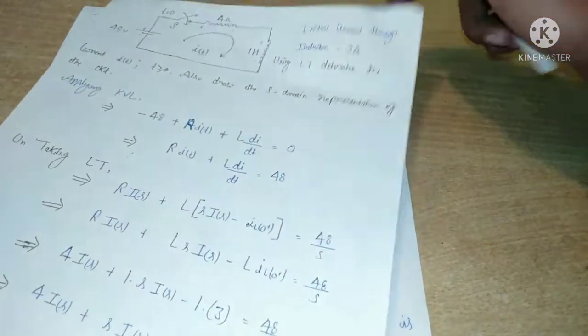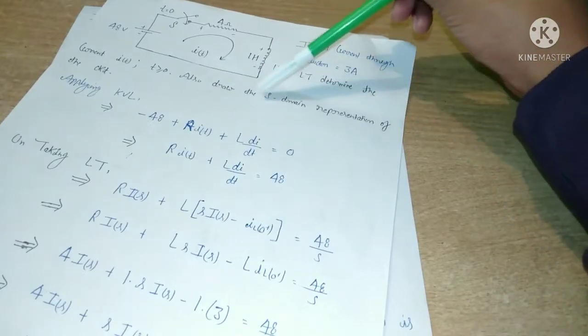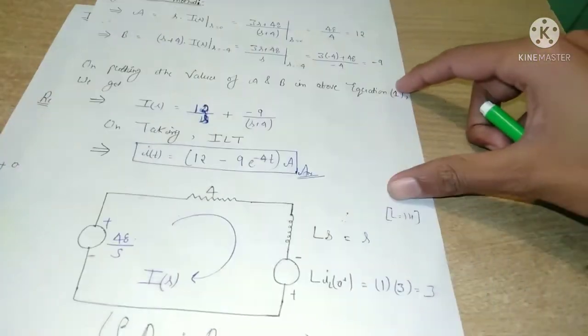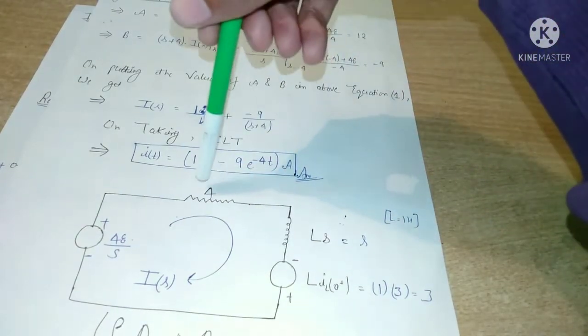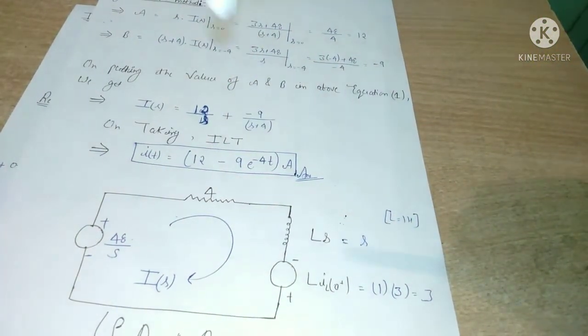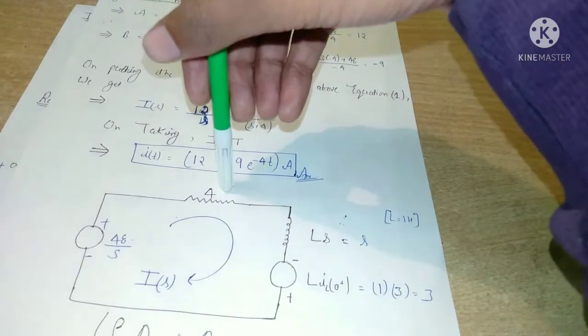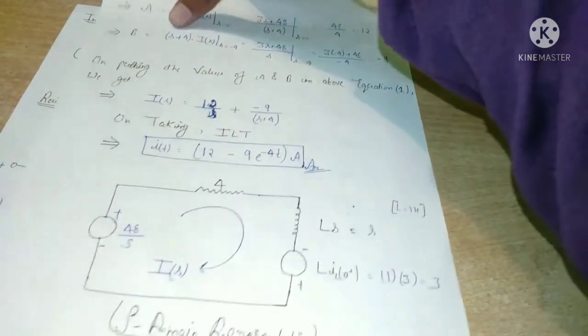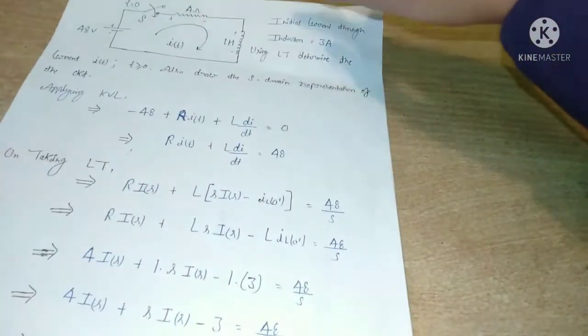Now also draw the s-domain representation of the circuit. Basically, the Laplace transform has no impact on the resistor. It is the same as the previous one in the time domain representation.